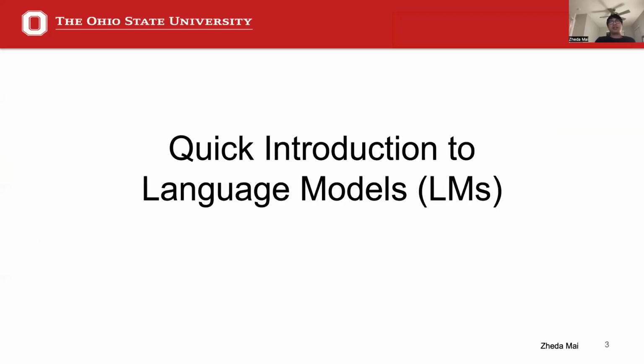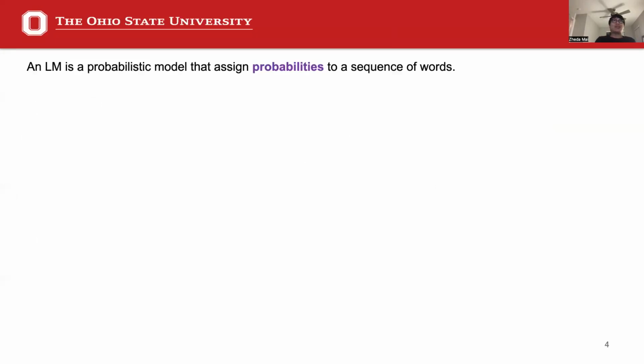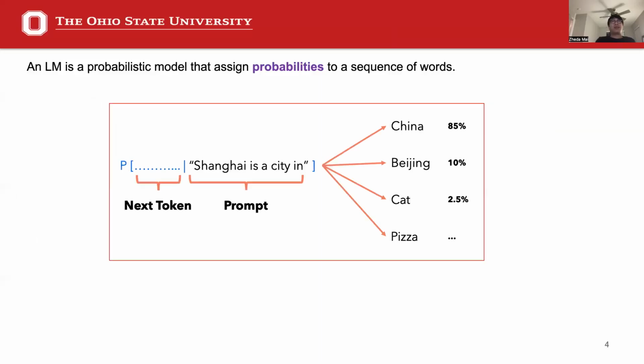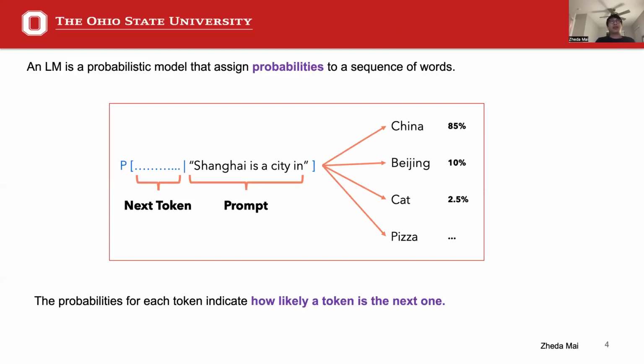A quick introduction to language models. A language model is a probabilistic model that assigns probabilities to a sequence of words. For example, here, given the prompt "Shanghai is a city in," the language model is going to predict the next token or the next word. And the probability for each token indicates how likely a token is the next one. For example, here, China is the most probable token.